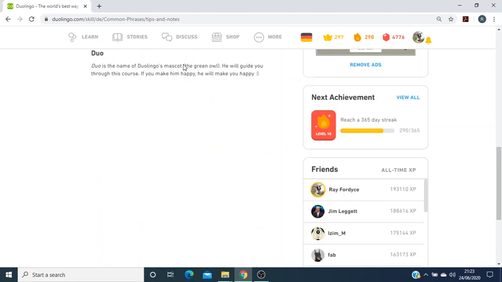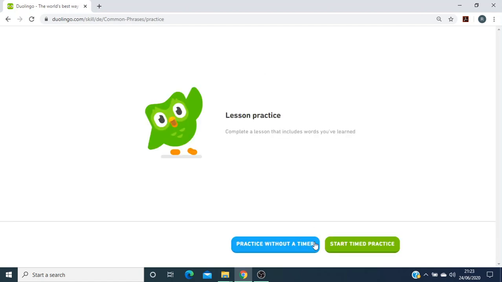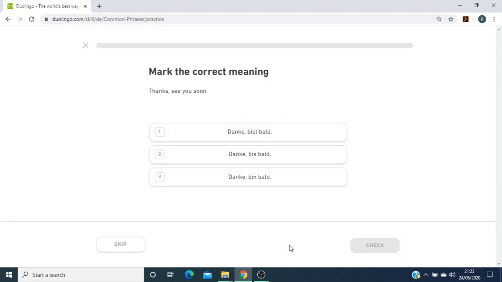Duo is the name of Duolingo's mascot. He will guide you throughout this course. If you make him happy, he'll make you happy. That kind of goes without saying in any of the language courses here. But anyway, let's practice before I waffle on anymore. So let's practice without a timer.